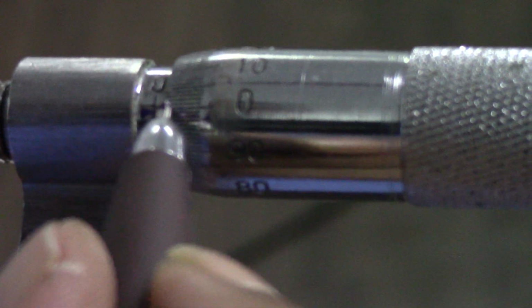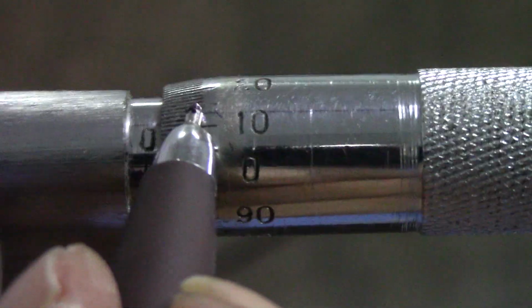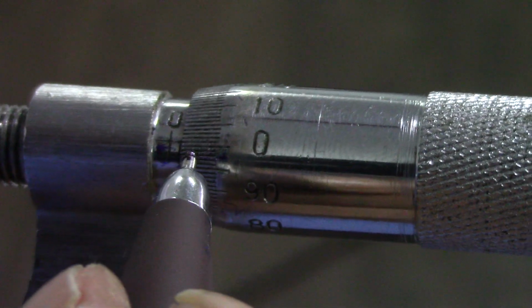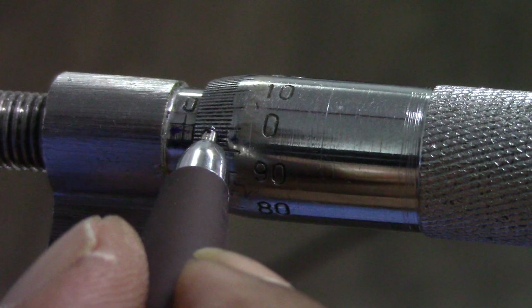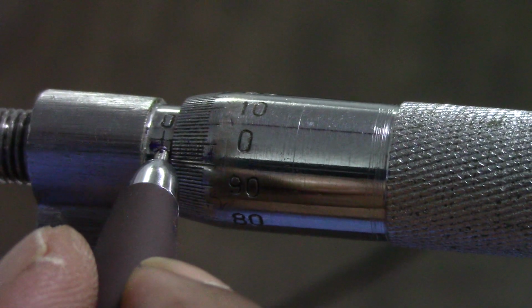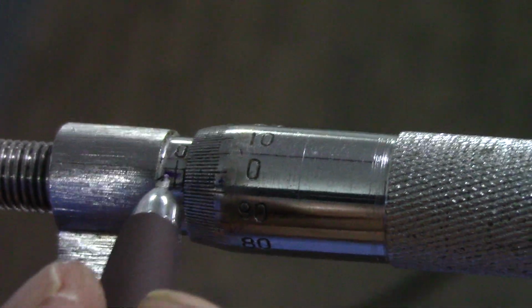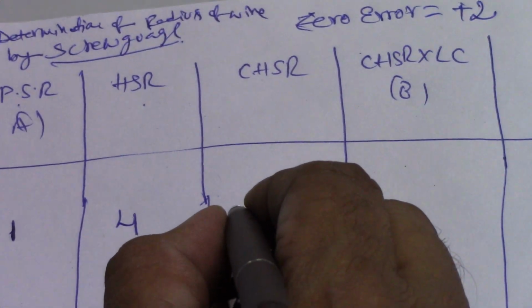So next we have to measure the head scale reading. What is head scale reading? This line is called the index line on the pitch scale. So what is the value in front of this index line? That is nothing but the head scale reading. Here if you observe, this is 0 and the above reading is 10, which means that this reading is 0, 1, 2, 3, 4. So the fourth line on the head scale exactly coincides with this index line on the pitch scale. So HSR is 4.